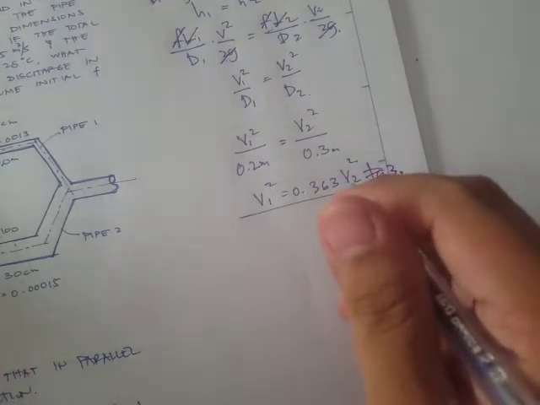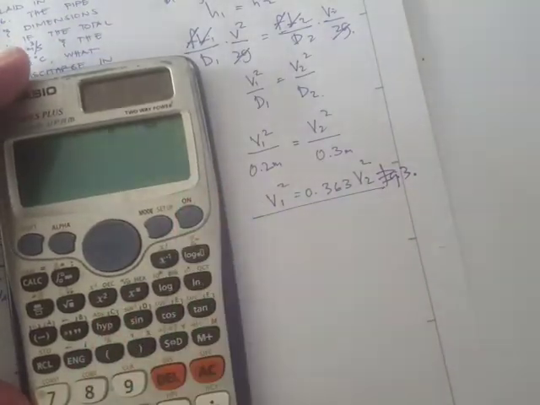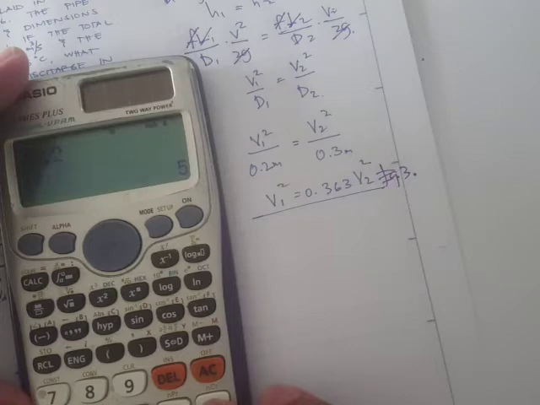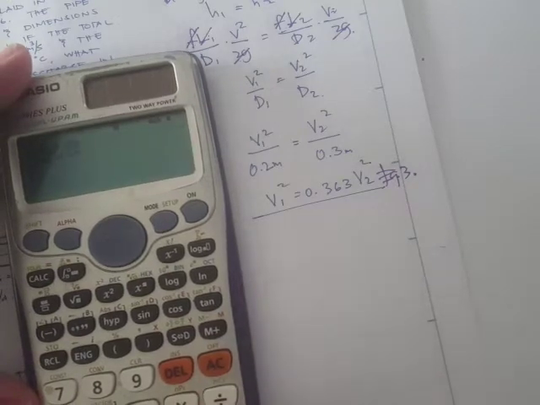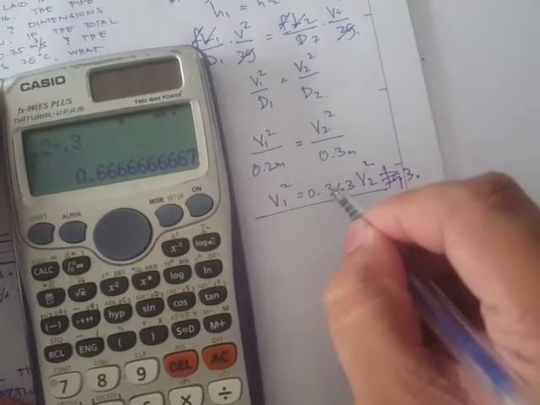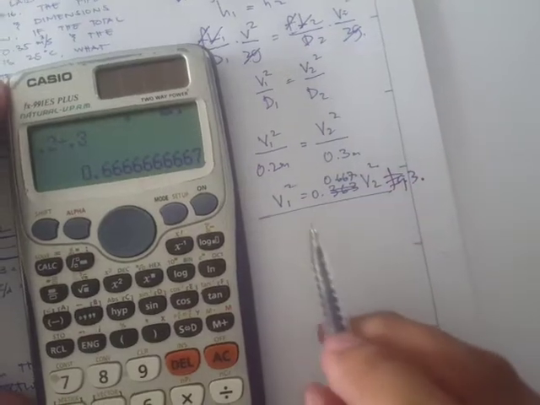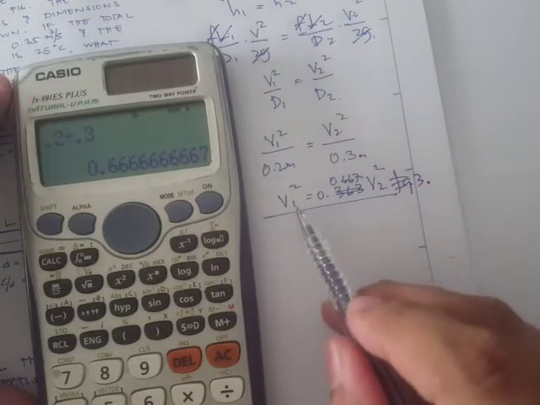Oh, sorry. This will be v squared. I guess I have to check this. This is 1 divided by 0.2, or let's say 0.2 divided by 0.3. So 0.667. Right, so this one is wrong. So this is 0.667.